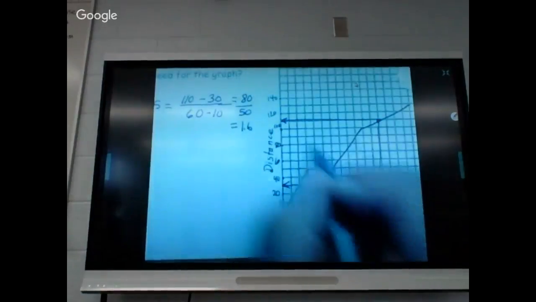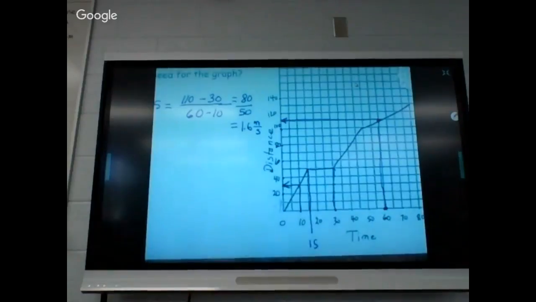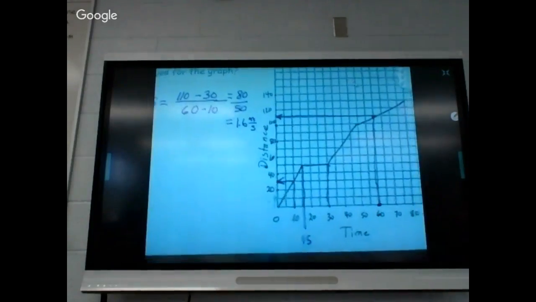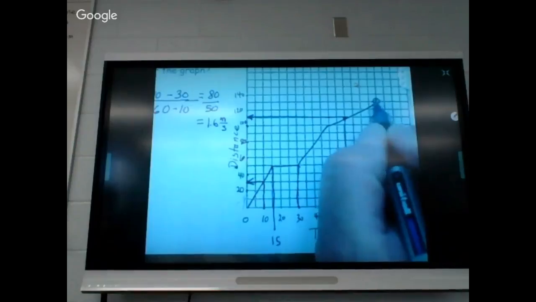All right, meters over seconds. The last thing is it wants average speed of the graph. Where would you need to go on the graph to get average speed? The highest point on the graph. Okay, not necessarily the highest point, but you're very close. The end, the very end of the graph. Okay, so go all the way to the end.